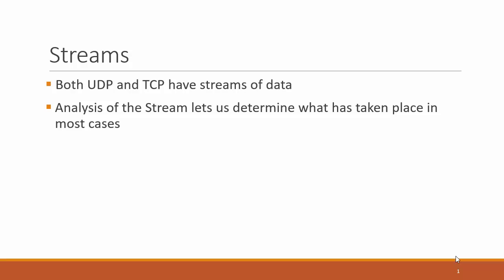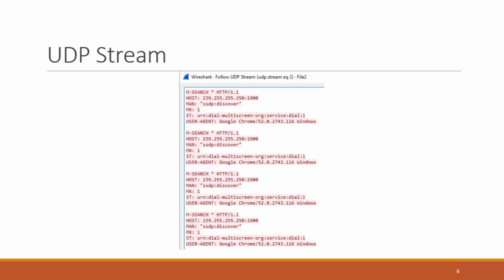It might be surprising, but both these protocols have streams, and we can analyze these streams to determine what is taking place, and more importantly, reveal the data within some cases. You can see that UDP data is viewable, and we can determine that in this case, we have the Google Chrome browser, and it's running on Windows. All of this information is contained within the data of the packet.